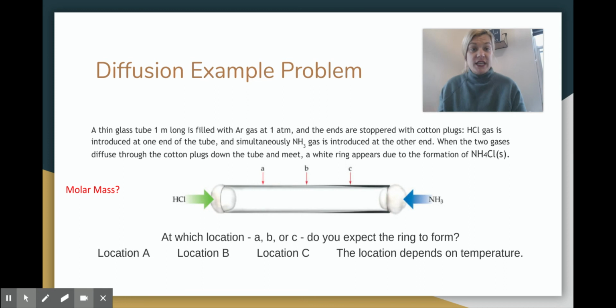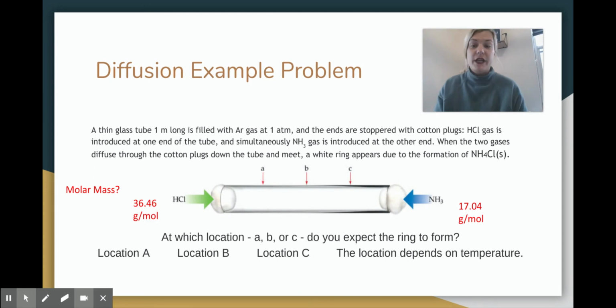If HCl has a higher molar mass, what's going to happen? NH3 is going to beat it. It's going to be going faster. HCl is still moving, but NH3 is going to be moving faster because it's smaller, right? Or it can be C, the opposite, right? So NH3 is going to be moving slower, where HCl is moving faster. So that's where it'll meet. With that being said, we need to know the molar mass.